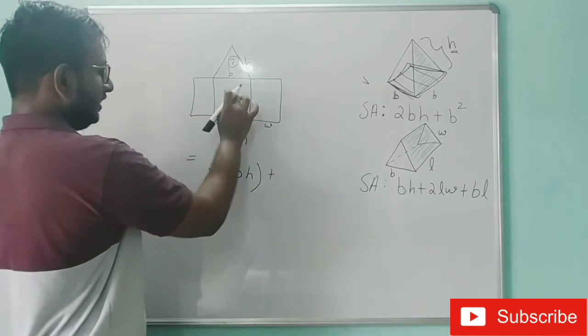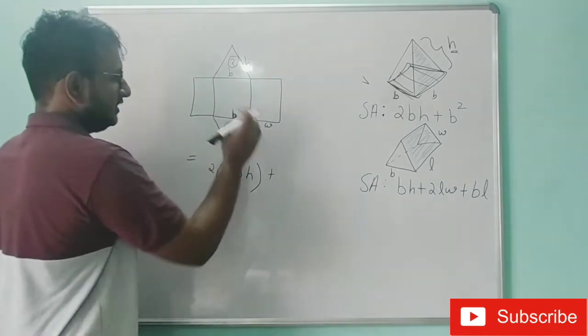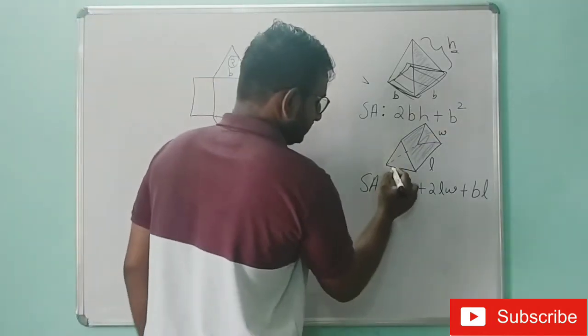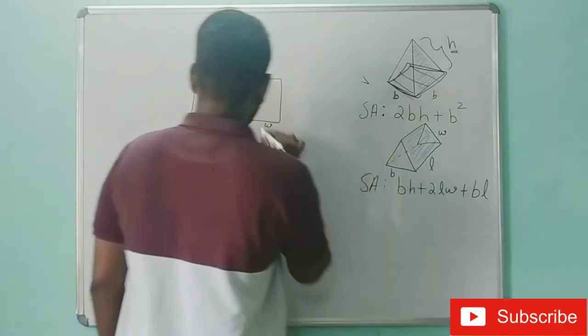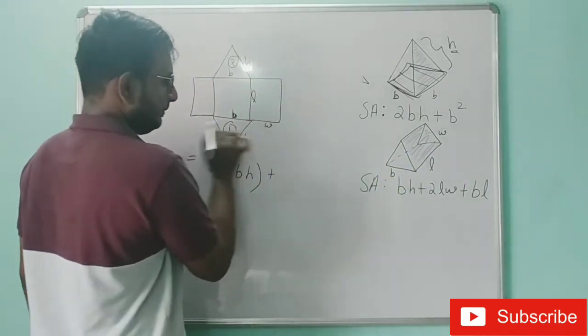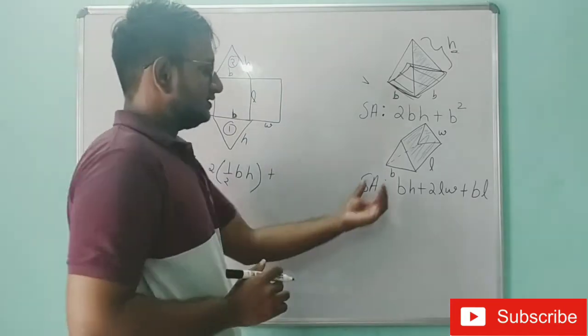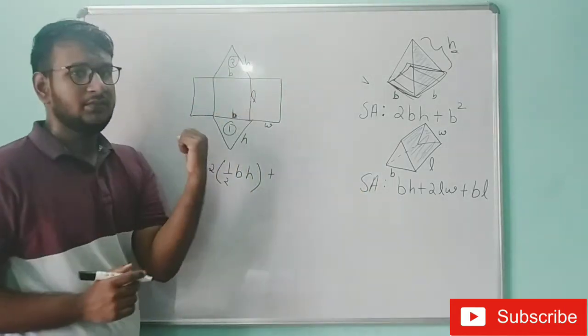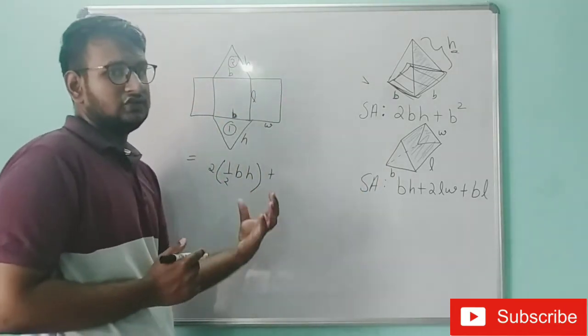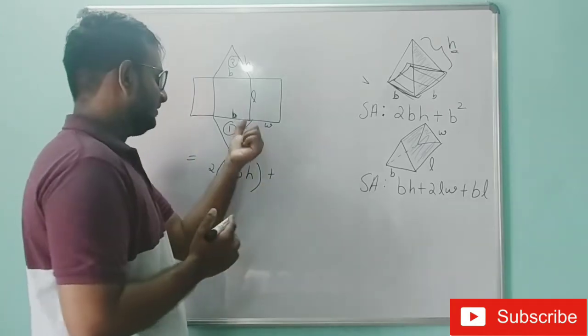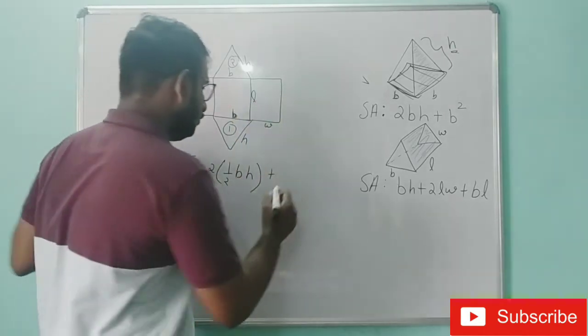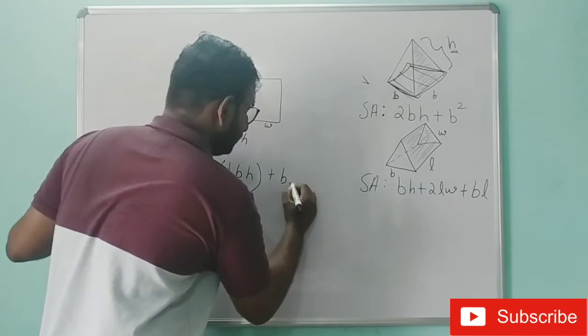Then we are going to take this portion. This portion is nothing but the base portion, which is breadth and length. This is the length part and this is the breadth part. So what is the area of this rectangle? Breadth into length. Breadth is B, and the length here is L. So B into L.